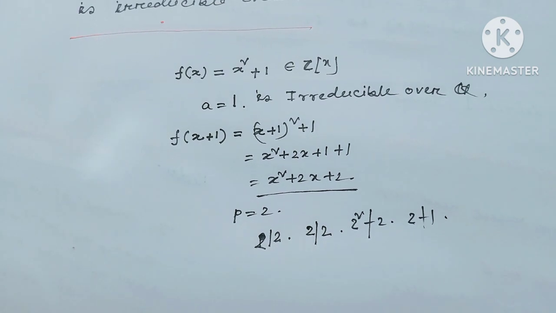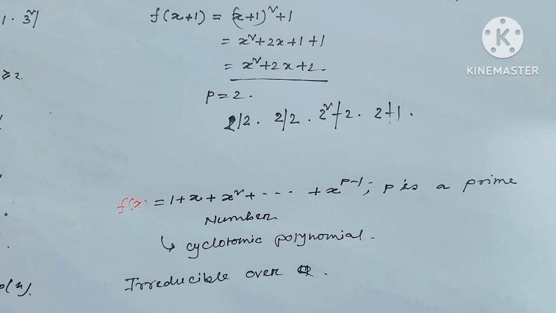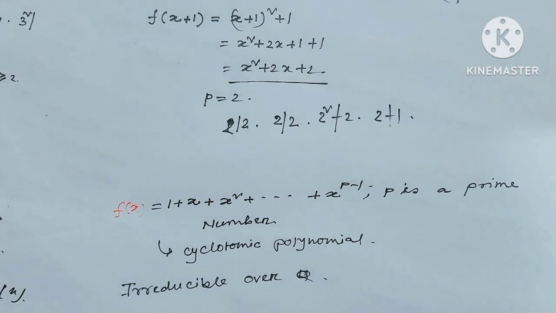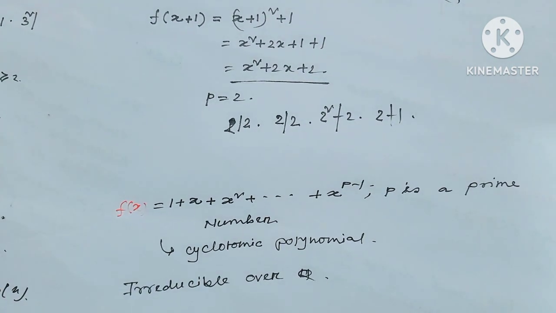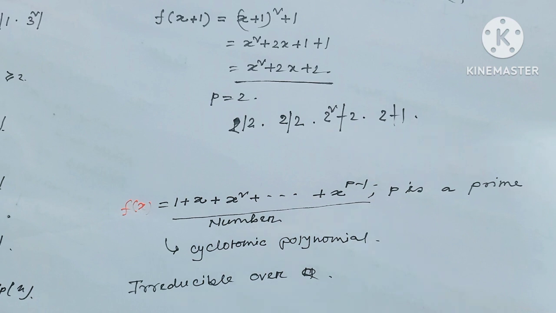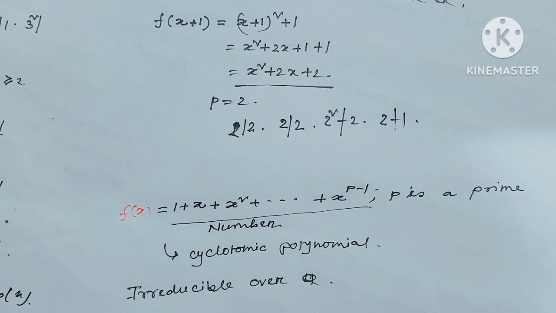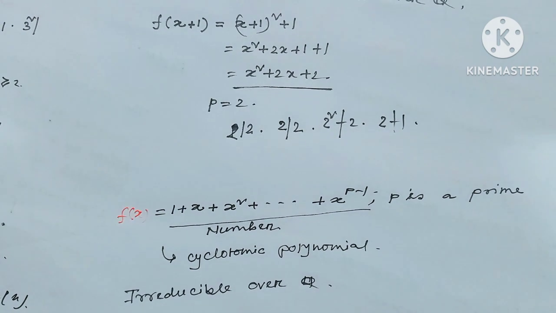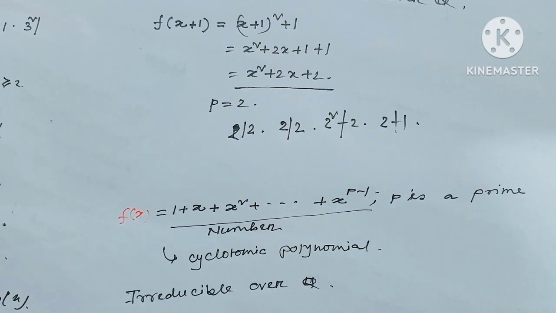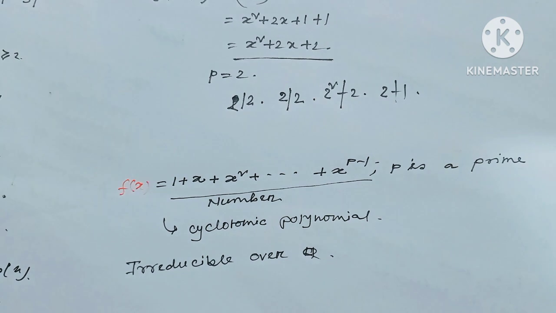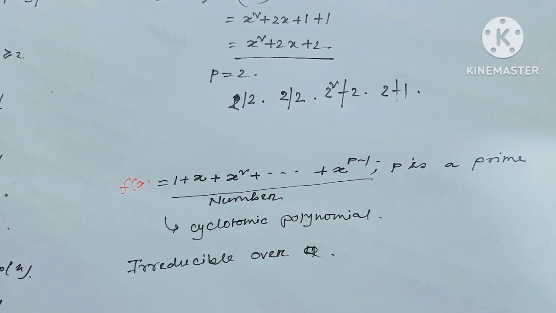over Q. Our next example is the cyclotomic polynomial. I will consider the function f(x) equal to 1 plus x plus x squared up to x to the power p minus 1. This is an irreducible polynomial over the rational numbers when p is a prime number. The cyclotomic polynomial is always irreducible over Q, and this type of polynomial is very important. How is the cyclotomic polynomial irreducible over Q? Now I will show the proof.